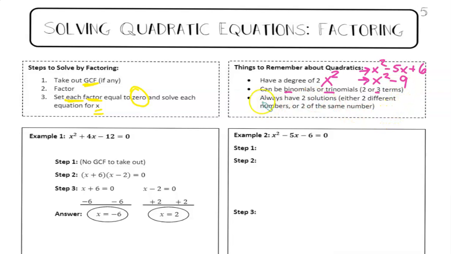And quadratics always have 2 solutions. Always 2. They could be 2 different numbers, or they could be 2 of the same number, but you'll always have 2 solutions. Okay, let's look at the first example.